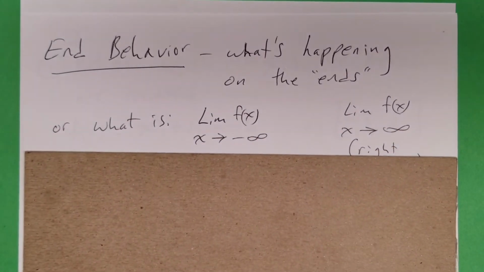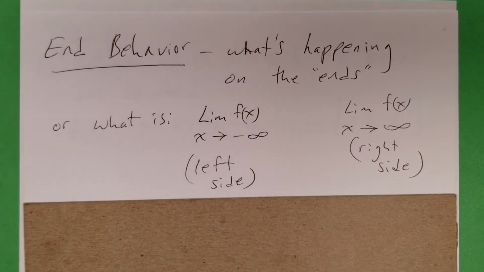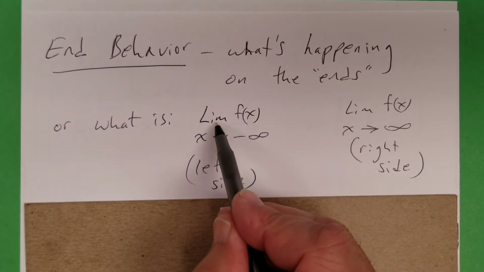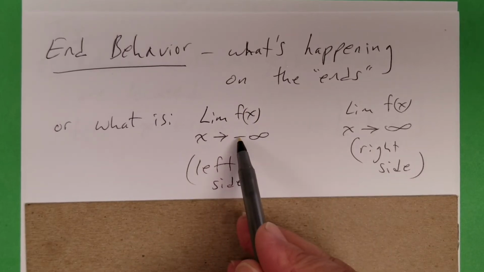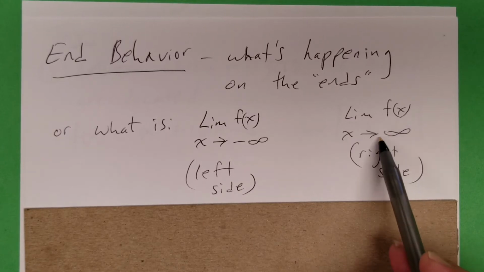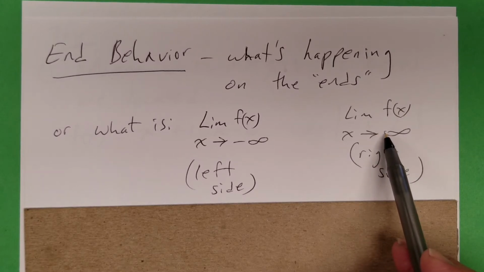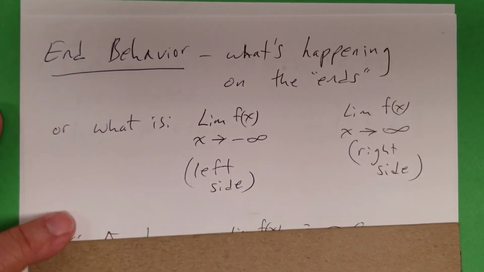Well, here's the way to write it. What we're asking, what's the limit? Where does your function go as we go to the left, all the way to -infinity? And we want to know, where does it go? What happens as it goes to the right, positive infinity? Right? What does your graph do way out there?